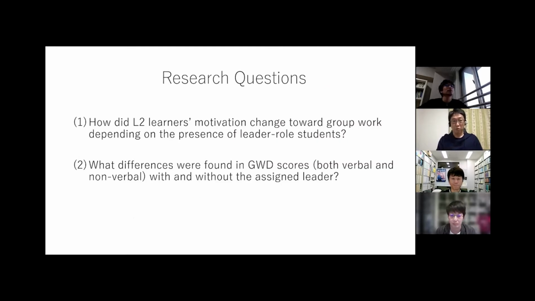We have two research questions. Number one, how did L2 learners' motivation change toward group work depending on the presence of leader role students? Number two, what differences were found in GWD scores, both verbal and non-verbal, with and without the assigned leader?